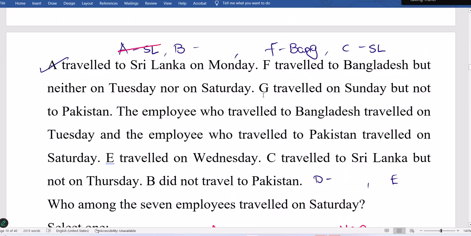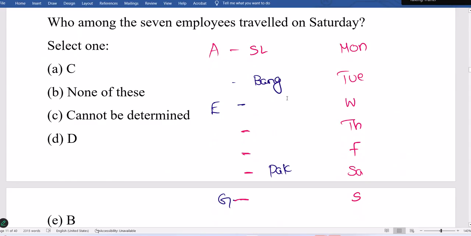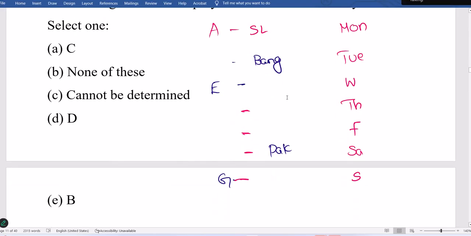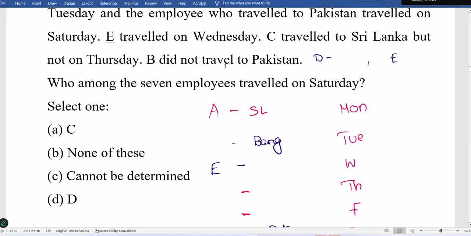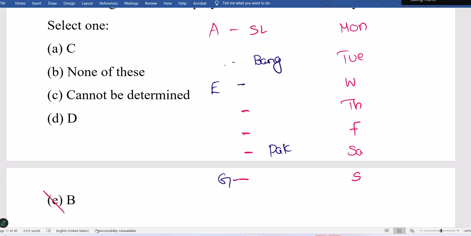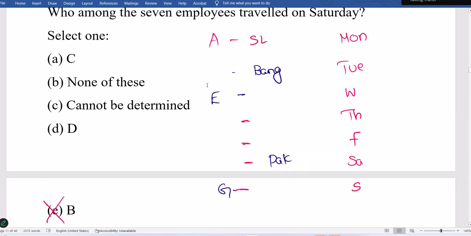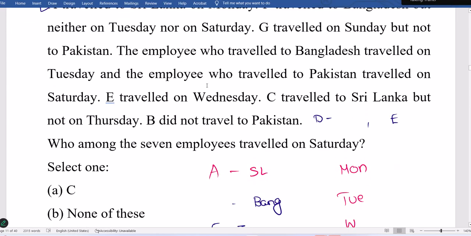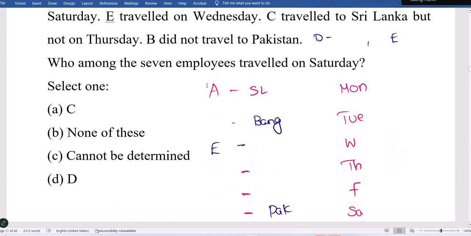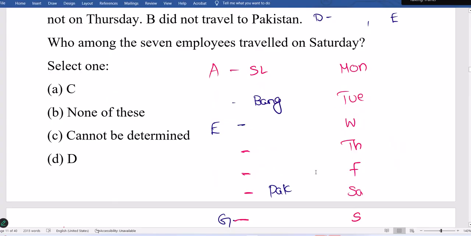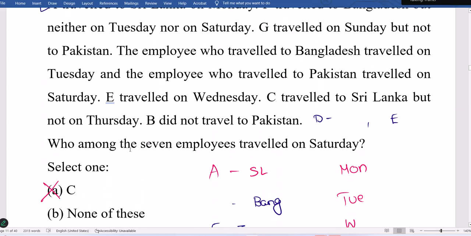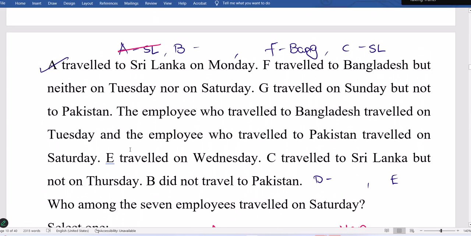Now let's see what can be done here. Question: who among the 7 employees traveled on Saturday? Is it B? No, B did not travel to Pakistan, out. Is it C or D? C is traveling to Sri Lanka, but Saturday is assigned for Pakistan, gone. Now it should be D, or cannot be determined, or none of these. Related to D, there is no data given in the question.